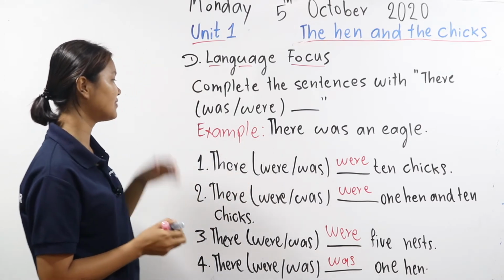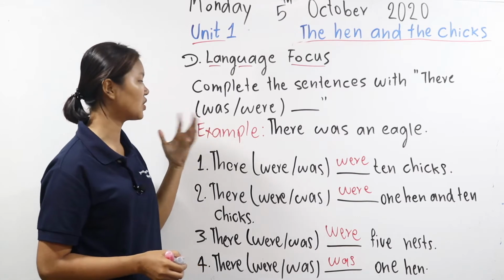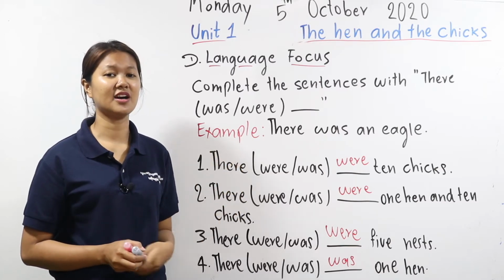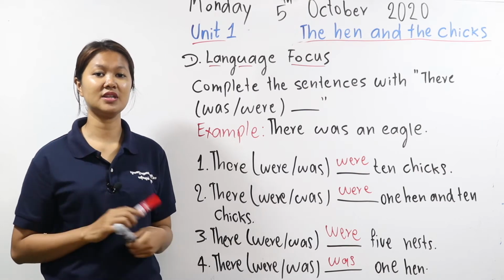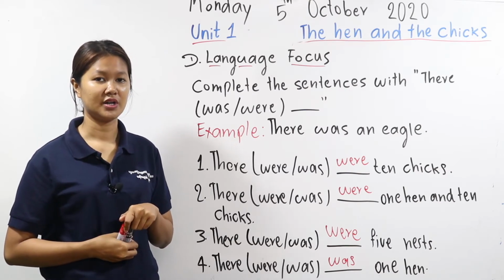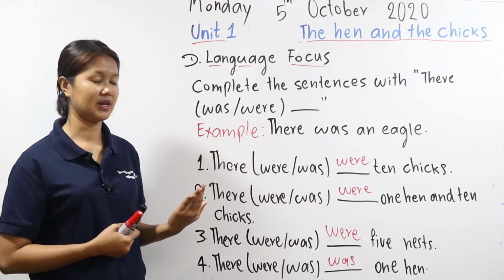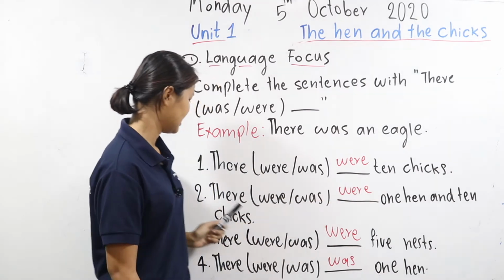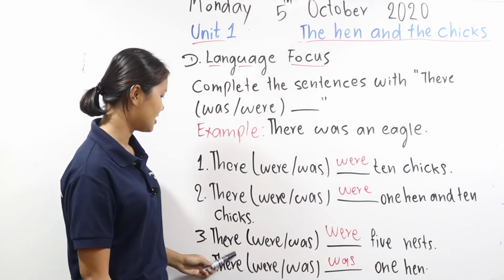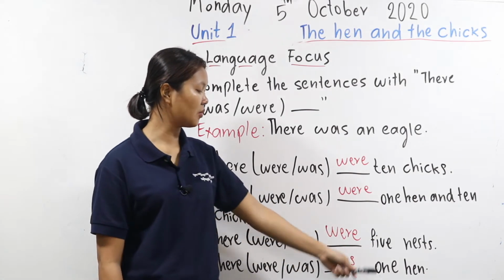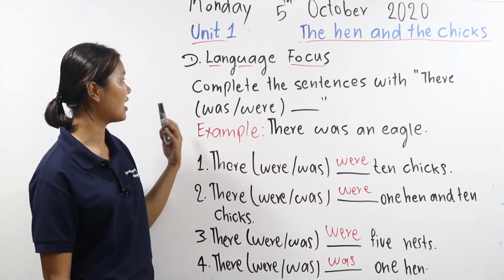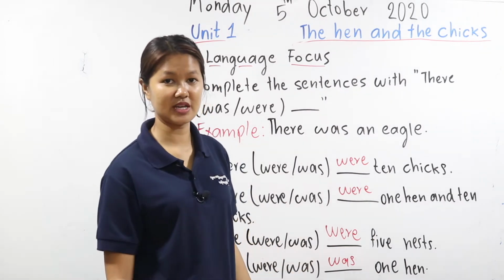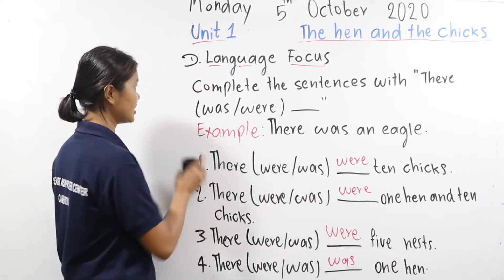Okay, so you just have to remember to use there was or there were depending on whether it is singular or plural. If it's singular, you use there was. But if it is plural, you use there were. Okay, so just remember that. Now let's read together. There was an eagle. There were 10 chicks. There were 1 hen and 10 chicks. There were 5 nests. There was 1 hen. Okay. That's all about language focus today. Hope you understand. So we'll go to letter E, reading.